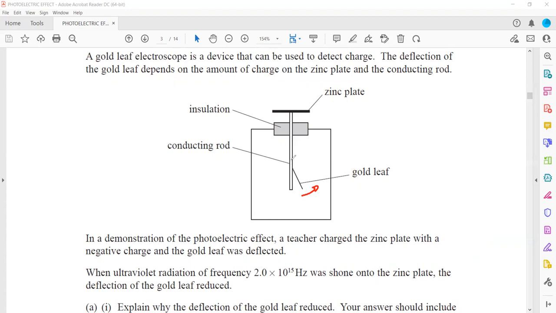This part is rigid; the conducting rod is rigid. The gold leaves, if they have the same charge, either positive or negative, repel, so they will move away. Greater charge means greater distance between the gold leaf and the conducting rod.